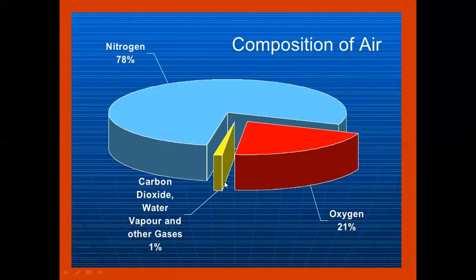Out of this 1%, you can say less than 1% is carbon dioxide, 0.03 to 0.04%. This is the percentage of carbon dioxide, and less than 1% is water vapors, dust particles, and other gases. These dust particles are, you can say, smoke, dust, and bits of ash. So this is the composition of air.